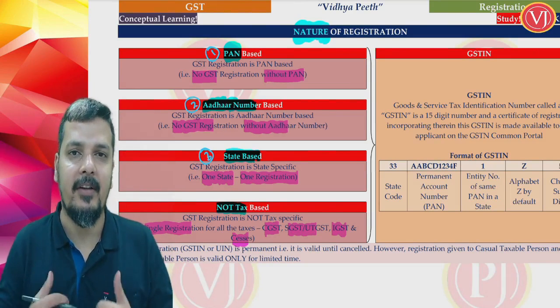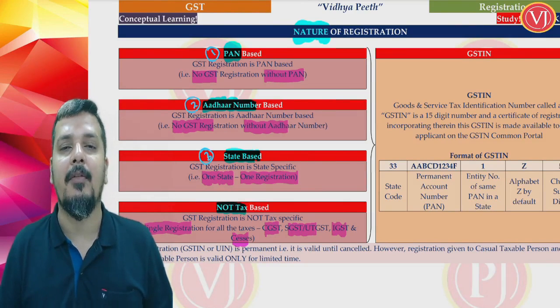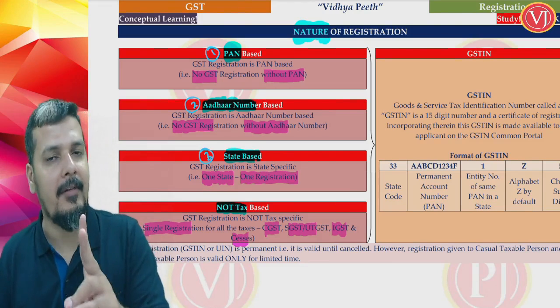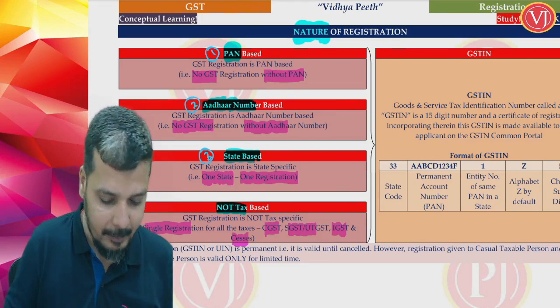So even in that one state, if you have hundreds of branches, you can go with one registration. But if you are working in 2 states and having one branch in each of them, even though you have only 2 branches, you have to take 2 registrations, because the one state, one registration concept is there.